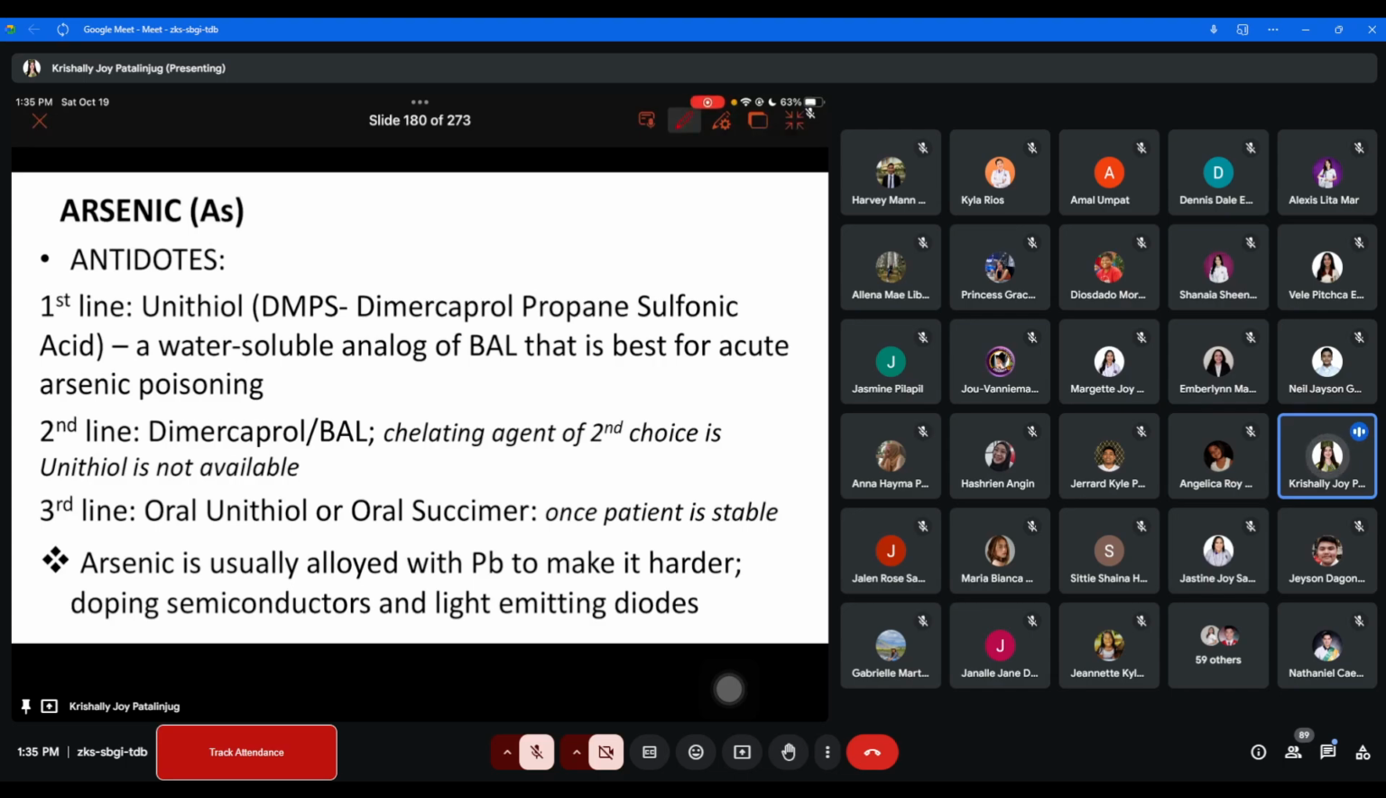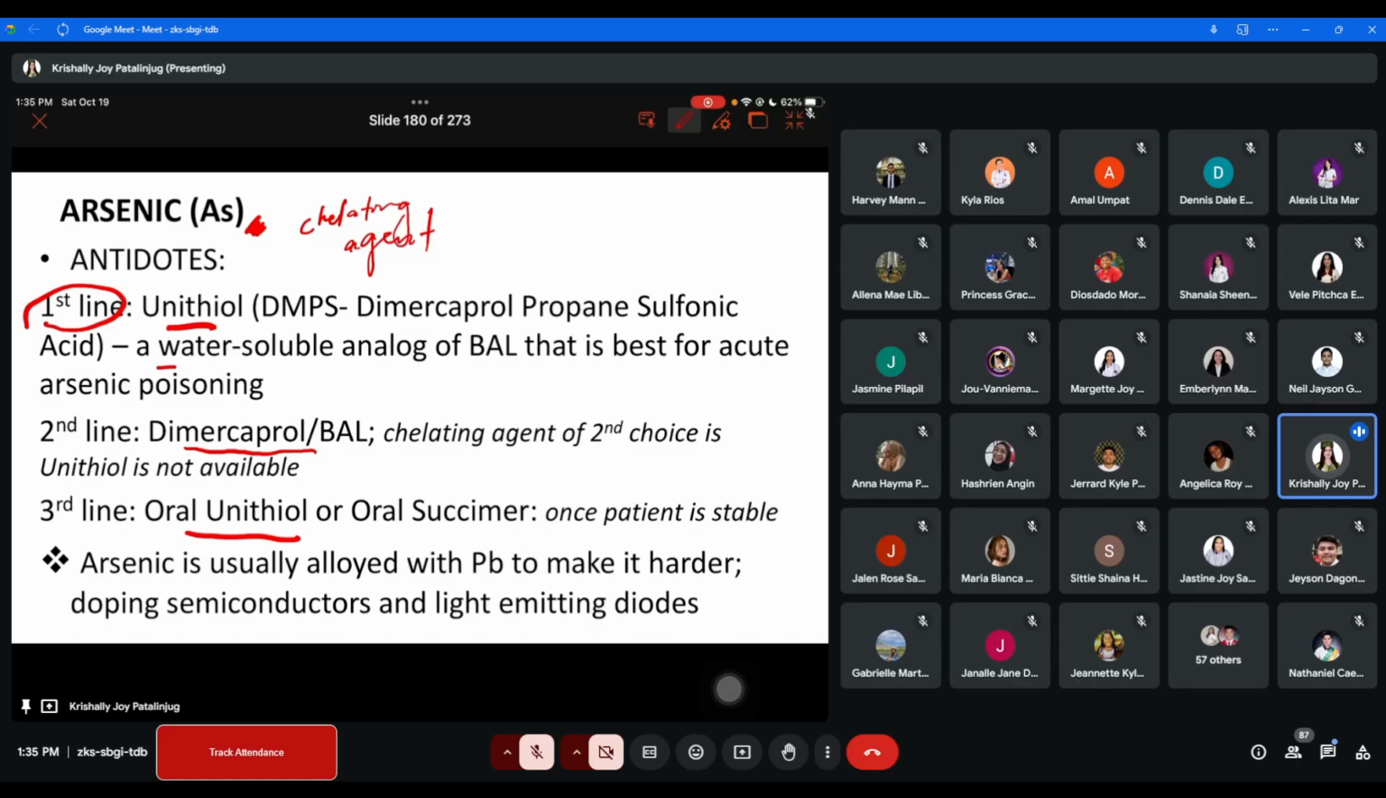And for the adults natin, first line, yun yung unithiol, yung dimercaptopropane sulfonic acid. So mainly, since arsenic is a heavy metal, automatic yun ang antidote or chelating agent. Okay? So mga chelating agent yan lahat, yung mga nakalista. First line, second line, third line. Kindly take note lang of the names, no, na ginagamit as antidote for arsenic poisoning.